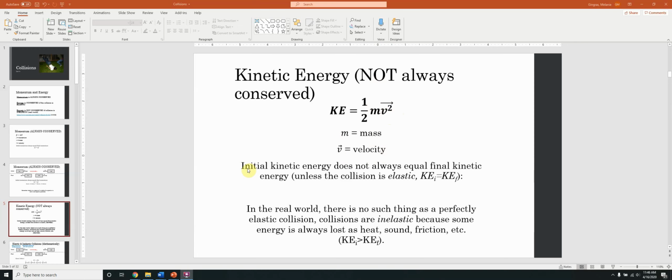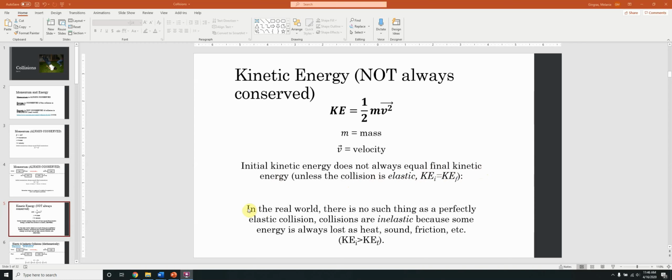As you can see here, the initial kinetic energy does not always equal final kinetic energy. But if it does, that means that it's an elastic collision, right? And you can see that here. Kinetic energy before is equal to the kinetic energy after. So if you have an elastic collision, like I'm sure you were taught in chemistry, that gases undergo perfectly elastic collisions with their containers, that this would be the case, right?